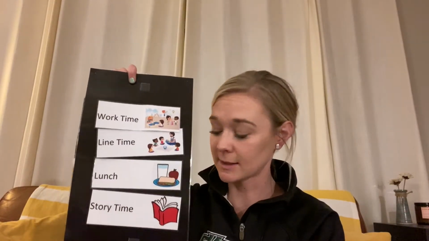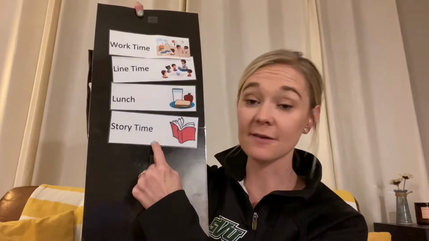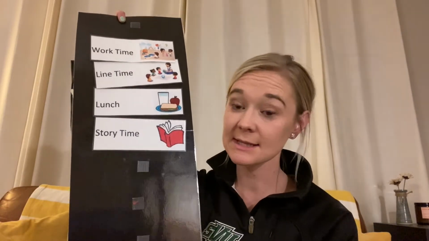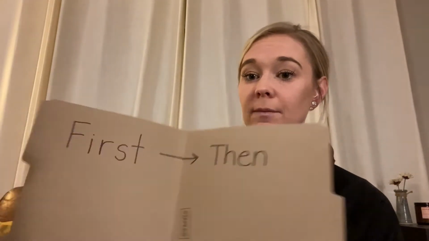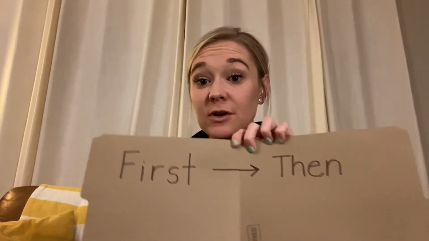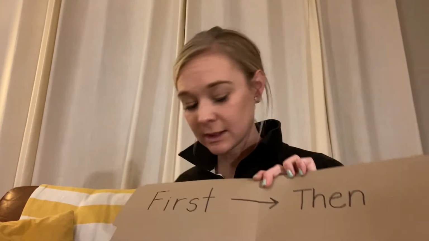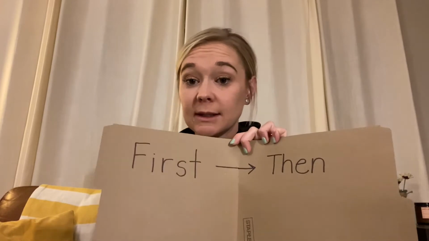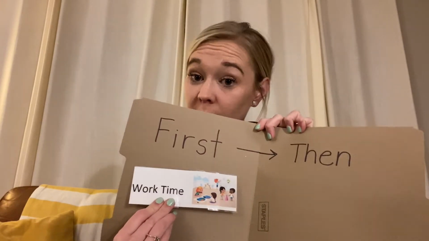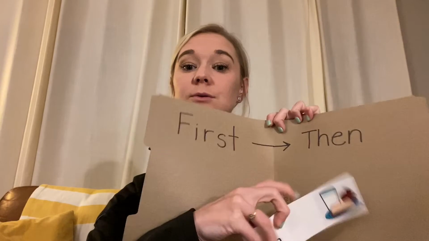Also, if it is really overwhelming for your child to see all of this at once, and this isn't even a full day, after story time we would have electives and another recess and then we'd show pickup. If that feels overwhelming, another thing that you can do is just take a folder like this, and our kindergartners use something kind of like this during work time to help them be self-directed, and it's just a first then chart. So basically we could say to a child who's struggling, first we are going to have work time and then we're going to eat lunch.